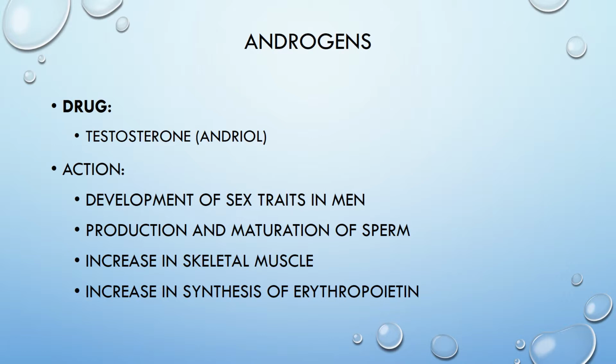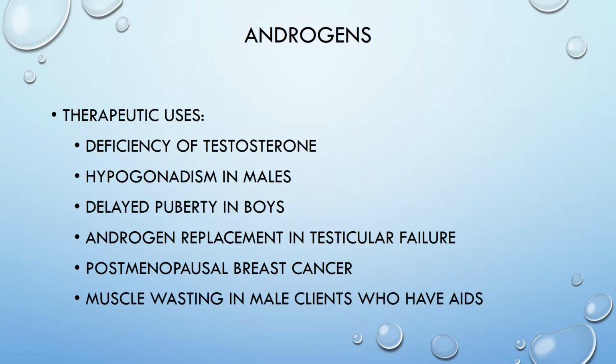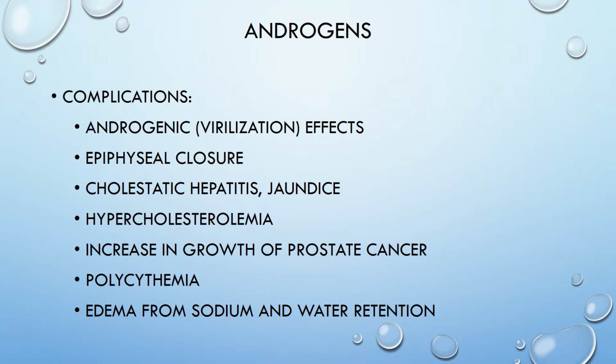Okay, then the next group is the androgens. Testosterone: the development of sex traits in men, production and maturation of sperm, increase in skeletal muscle, and increase in the synthesis of erythropoietin. Therapeutic uses are deficiency of testosterone, hypogonadism in males, delayed puberty in boys, androgen replacement in testicular failure, postmenopausal breast cancer, and muscle wasting in male clients who have AIDS.